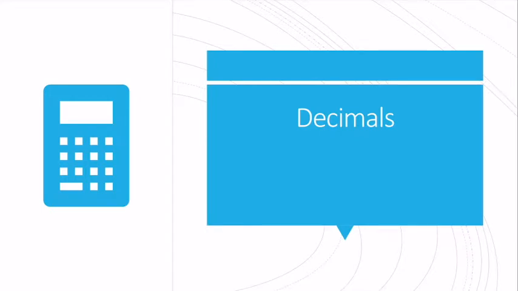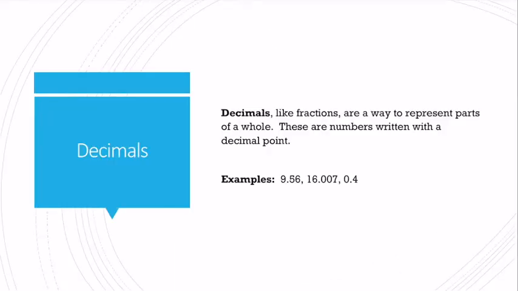Okay, the next thing I want to talk about is decimals, and we're going to cover a little bit about how decimals relate to fractions. So decimals are like fractions in the fact that they're a way to represent parts of a whole, okay? And decimals are numbers written with a decimal point. For example, 9.56, 16.007, 0.4, which is also read 4/10, right? These are examples of decimals.